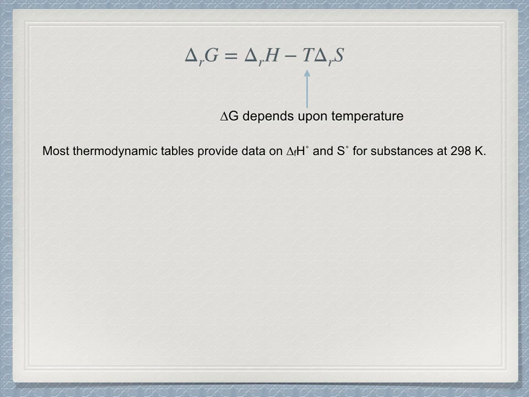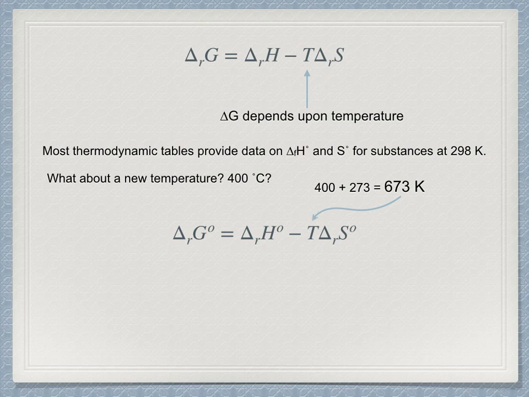But what does one do at a different temperature, say 400 degrees Celsius? Well, you could just use the new temperature. Don't forget to always use Kelvin for temperature in these equations, 400 plus 273, 673 Kelvin. But what about delta H naught and delta S naught? Can we just use the same values? Well, the answer is no and yes. Delta H and delta S do themselves change with temperature. So strictly speaking, we need to find their values at 673 Kelvin, and then we can use the same equation and solve for delta G naught of reaction at that temperature.